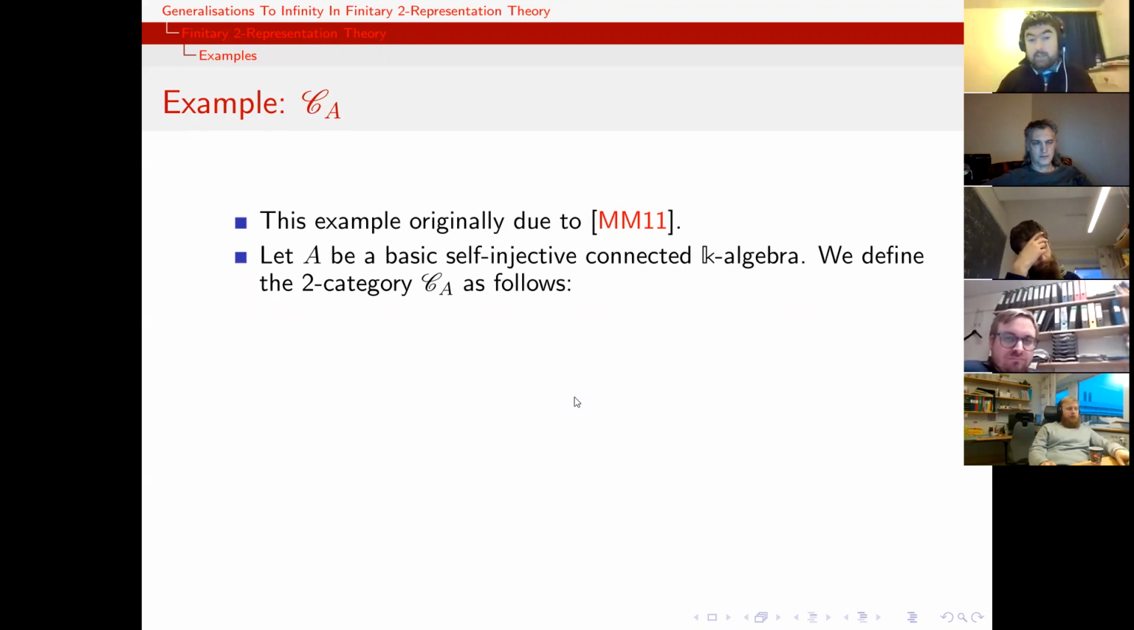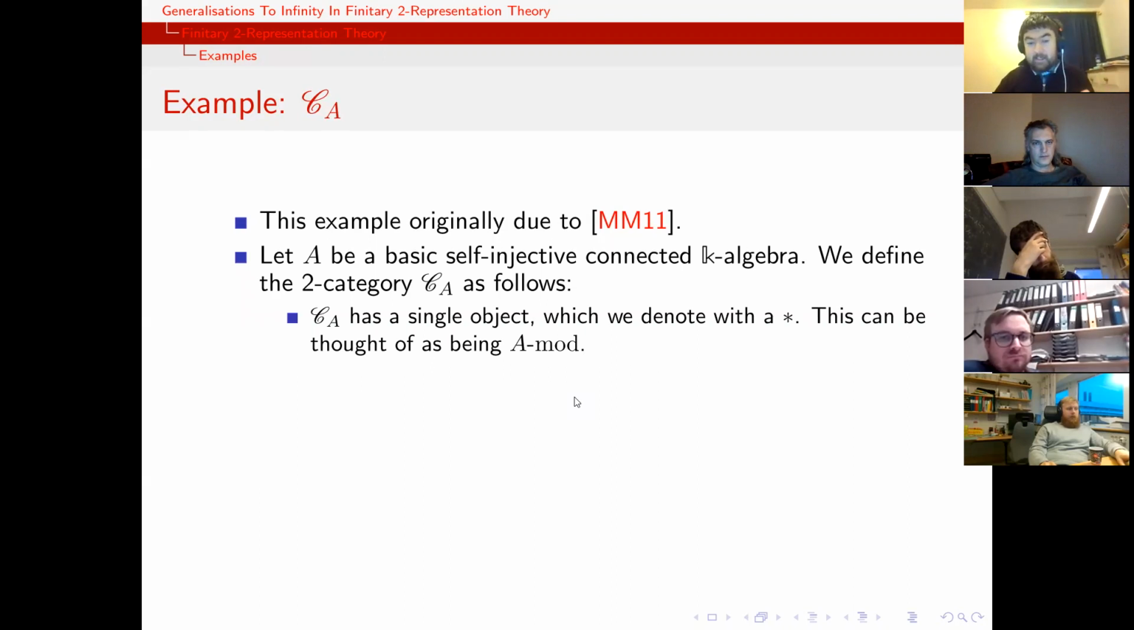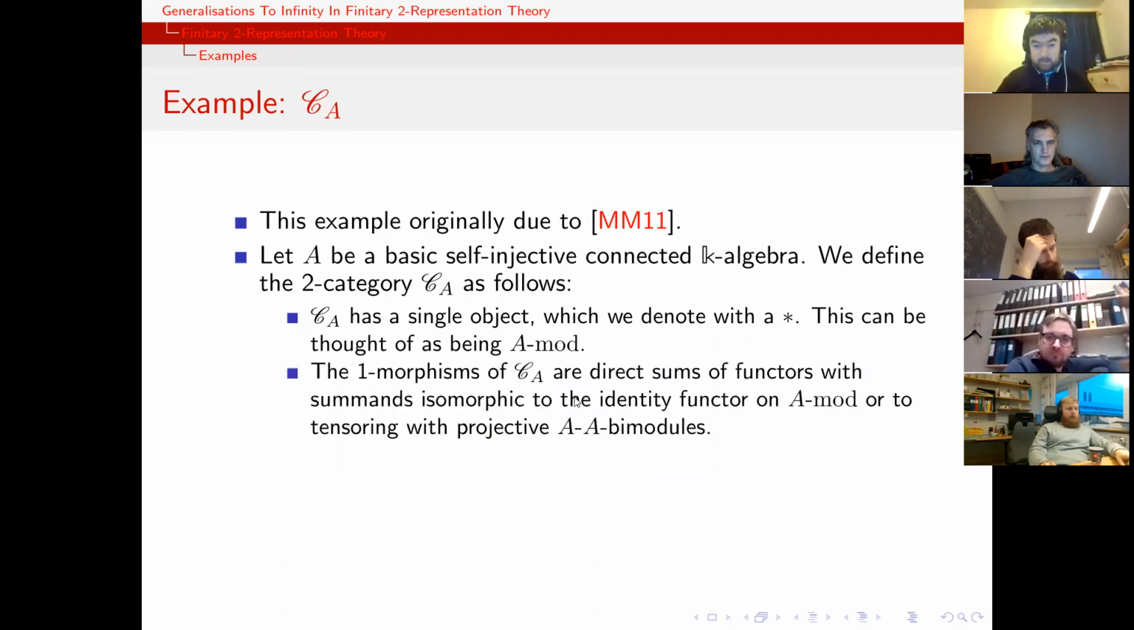So the related two category CA has a single object, which we denote generally with a star. And you can think of this as being, in some sense, A mod, so the category of A modules. This is the connected bit. Since A is connected, we have a single object. If it wasn't, we would have one object for each component. I will give an example of this in the second half of the talk related to CA, but you can also do this in this finitary setup with finitely many connected components.